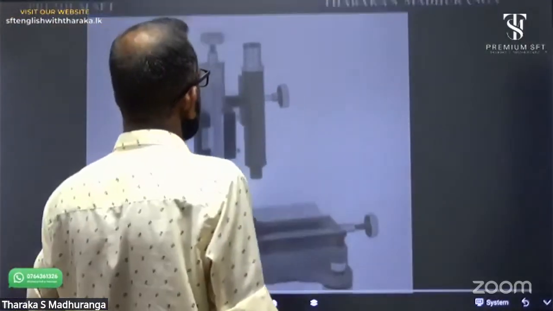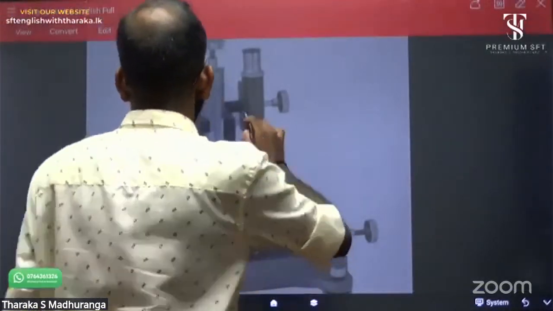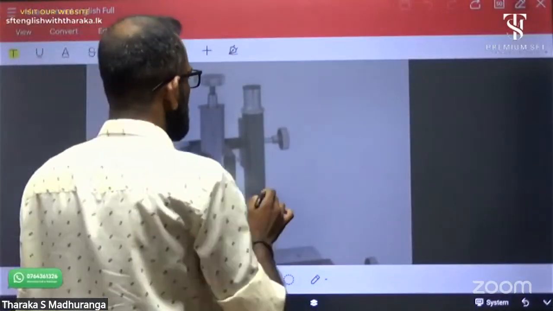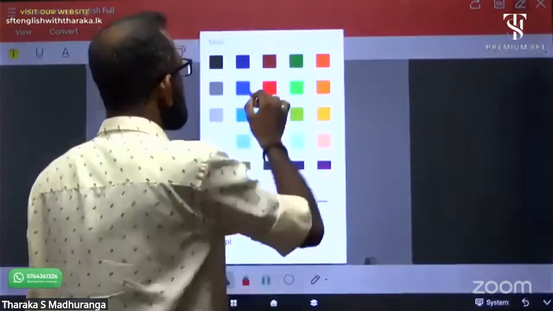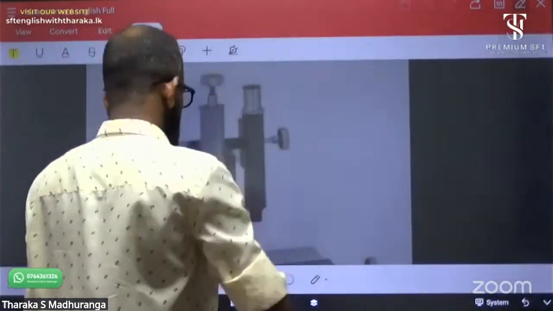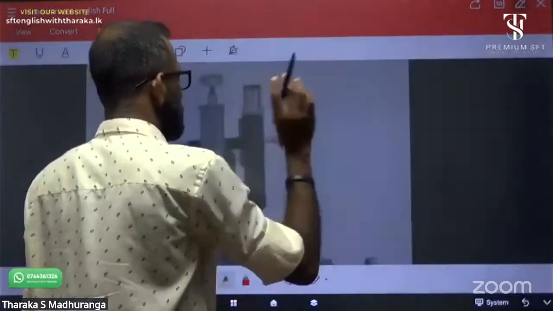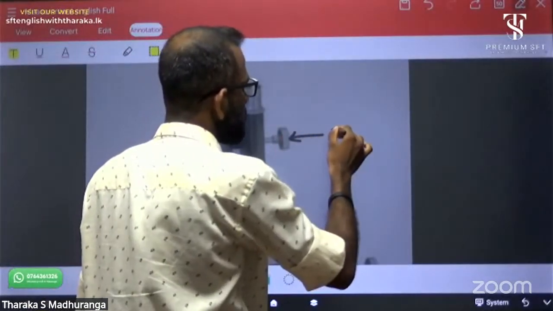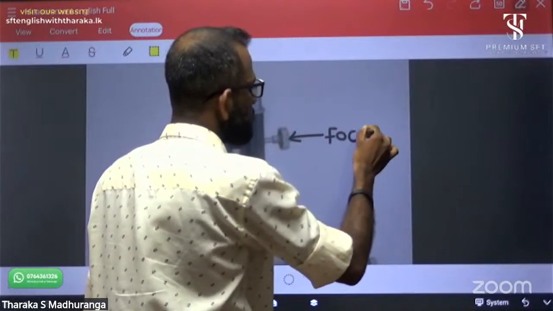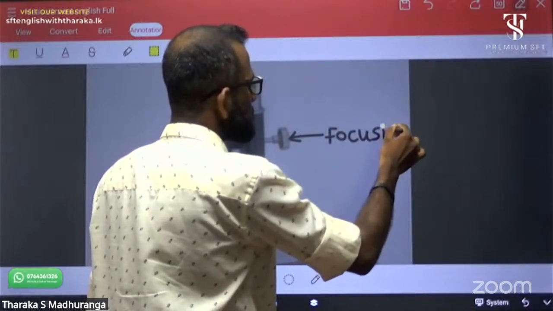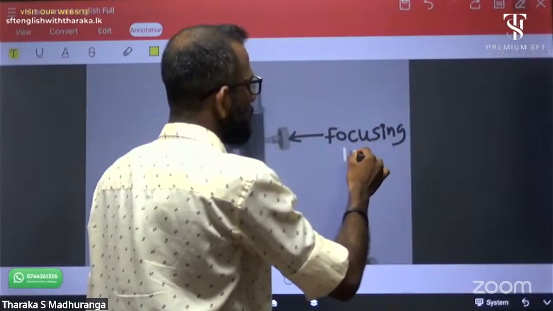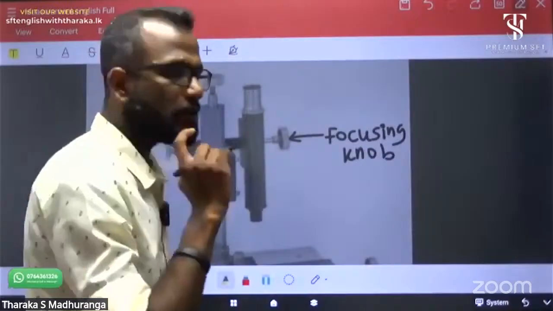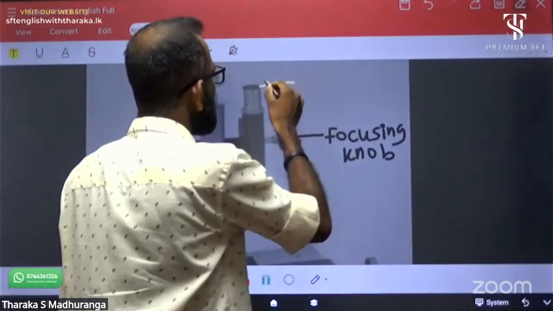Okay, let's label some important parts, right? Let's label. Make a tick and label. We don't need all parts. This is a focusing knob. Focusing knob. This is the eyepiece.